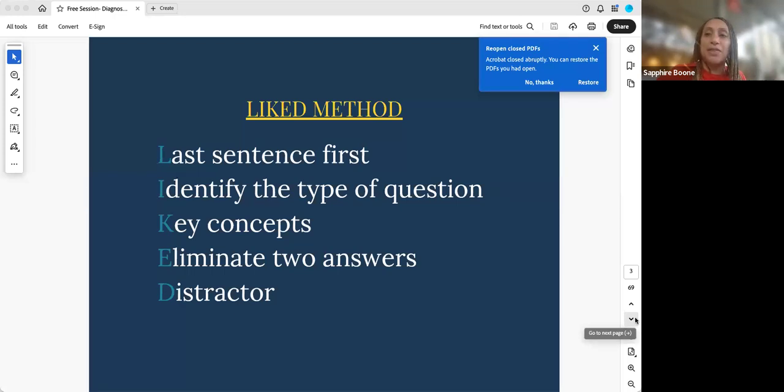Tonight we're going to do the LIKED method. The LIKED method is just a way for us to process questions. We're going to read the last sentence first and identify the type of question. Tonight is going to be diagnosis and medication, so that part is going to be super easy to identify. We're going to look at the key concepts, eliminate some answers, and then hopefully be left with our right answer.